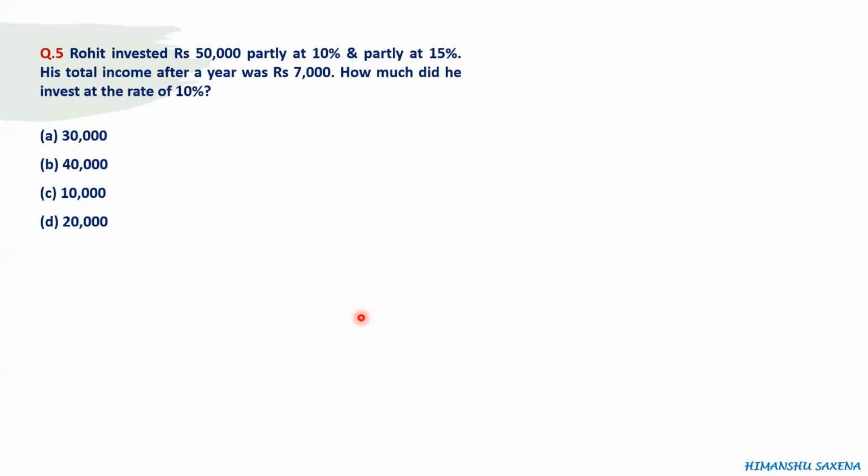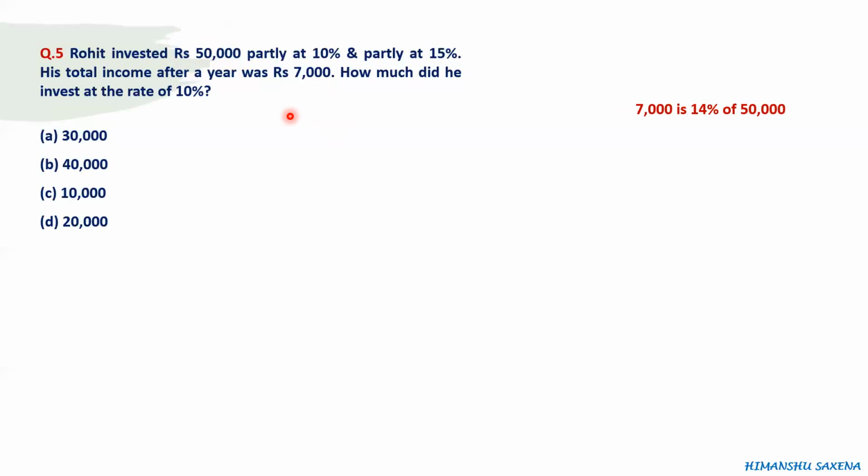So now, how to use that concept? It is given that he has earned an interest of 7,000 after 1 year. And 7,000 is nothing but 14% of 50,000, which was the original amount or the principal amount. Now here it is not given whether it is simple interest or compound interest, but does it matter? No, it doesn't matter because he's invested only for a year, right? So he's earning 7,000 rupees after 1 year.